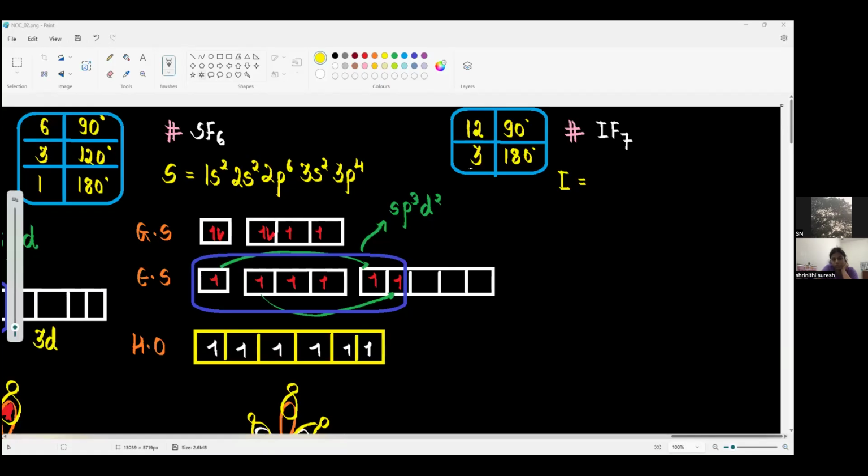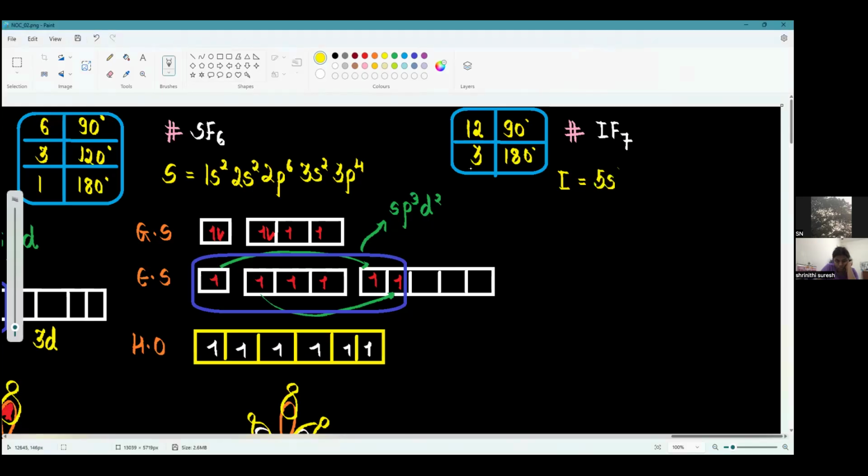So iodine, what I was trying to tell you was, the outermost configuration of iodine. Chlorine is 2s2 2p5. Then chlorine is 3s2 3p5. Bromine is 4s2 4p5. So iodine will be 5s2. If you check the outermost shell, it will be 5s2 5p5.